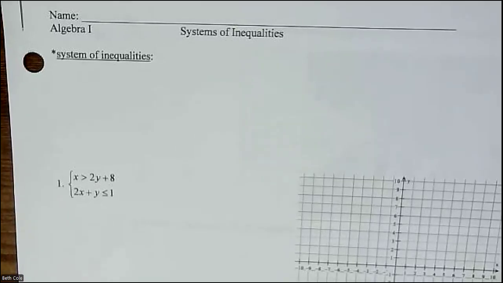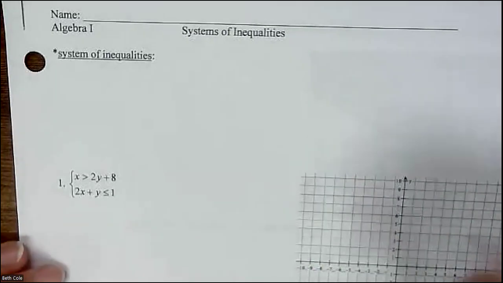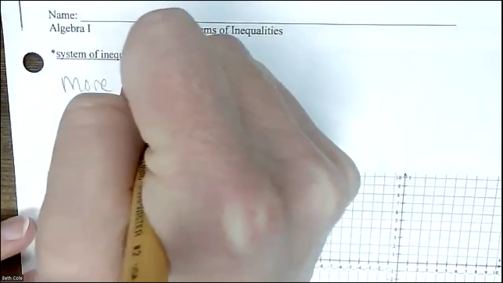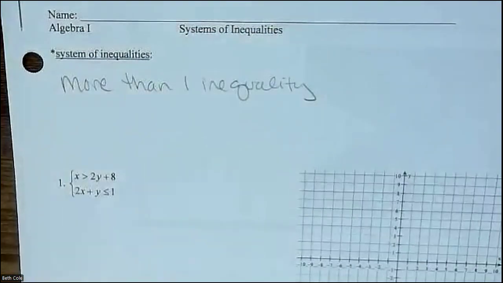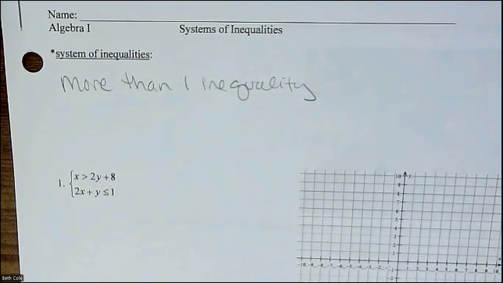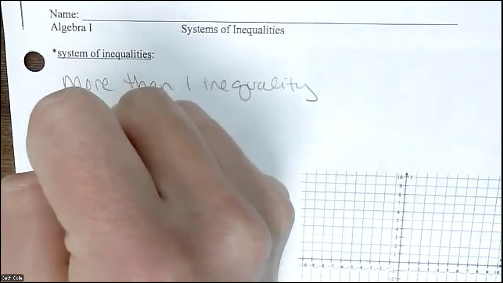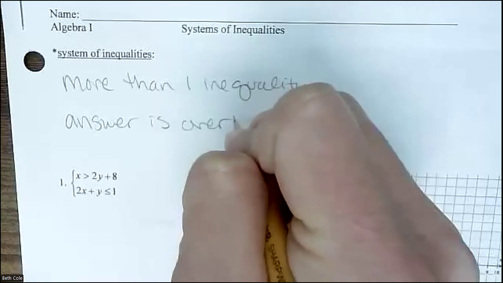So a system of equations, like we just did in our warm-up with the cars and the motorcycles, was more than one equation. A system of inequalities is going to be more than one inequality. And what's the difference between an equation and an inequality? They're almost the exact same thing, but what's the difference? What does an inequality have? The alligator. Little alligator mouth. So like a less than or equal to, greater than or equal to. So when you have more than one of them, your answer is the overlap.